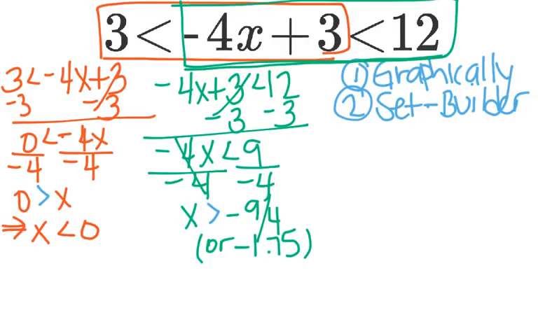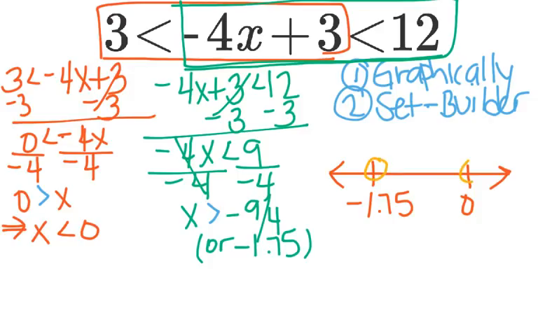Okay, so off to the side, I had made a note that I want us to put our solution graphically and using set builder notation. So I'm going to go ahead and draw my number line. Mark off my two solutions. Since negative 1.75 is smaller, that one has to go first. Since I had regular less thans and not less than or equal to, I'm going to put open circles here.